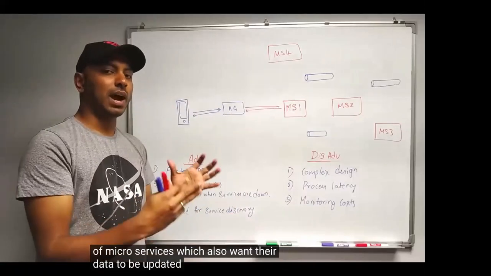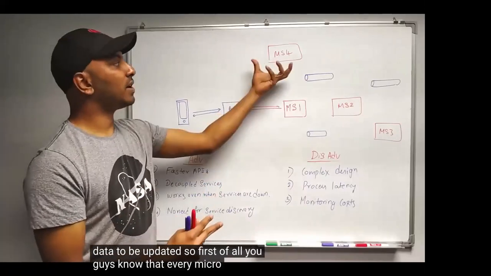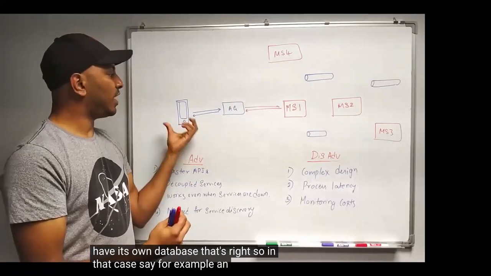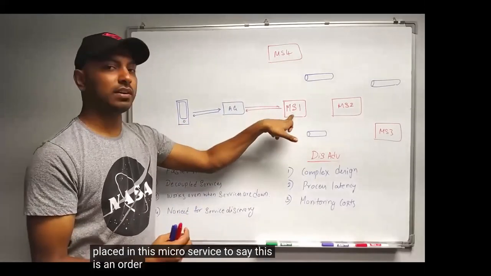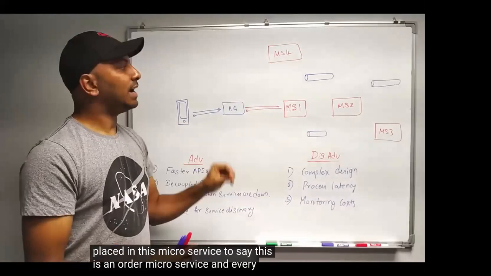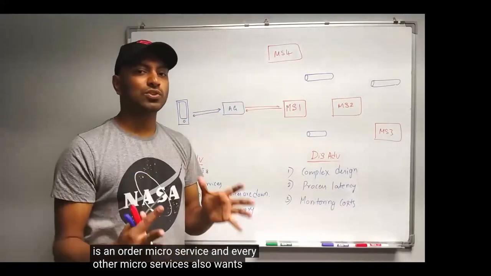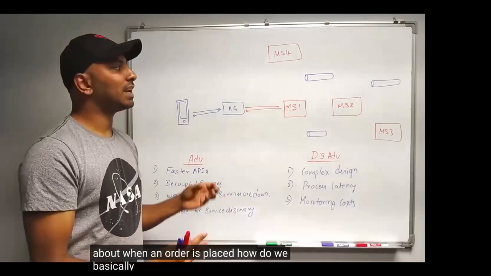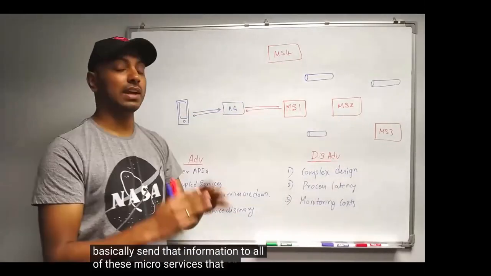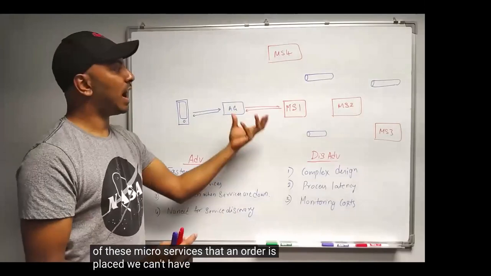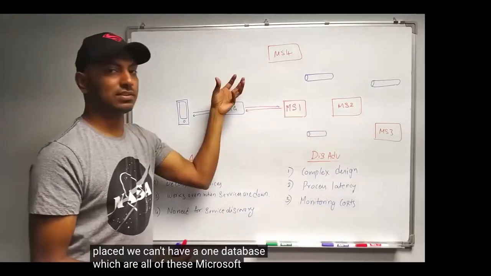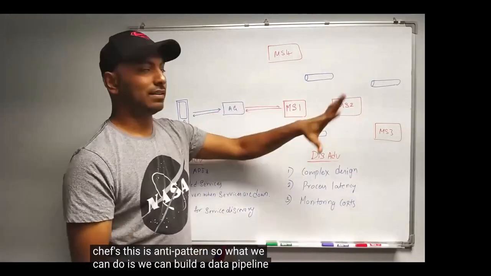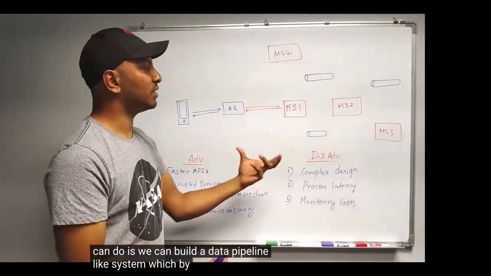For example, there are a couple of microservices which also want their data to be updated. First of all, you know that every microservice will have its own database, right? So say, for example, an order is placed in this microservice. Say this is an order microservice, and every other microservice also wants to know when an order is placed. How do we send that information to all of these microservices? We can't have one database which all of these microservices share. That's an anti-pattern. So what we can do is build a data pipeline like system, using queues.